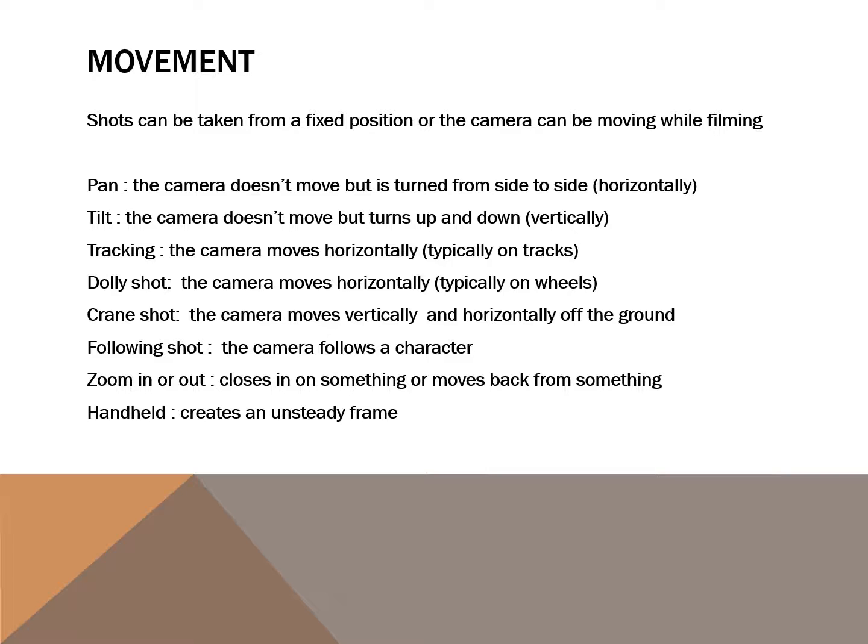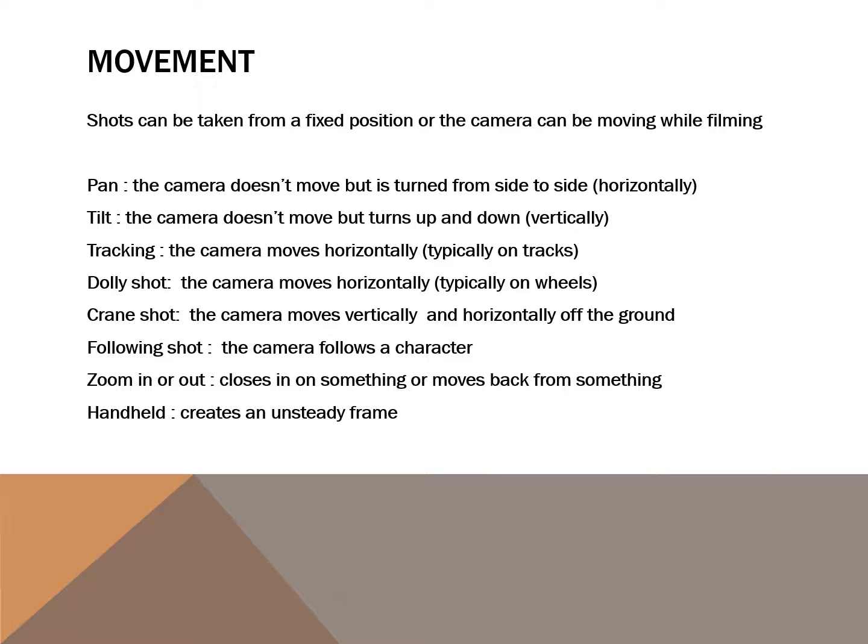Camera movement. Shots can be taken from a fixed position or the camera can be moving while filming. And here are some different ways a camera can move during film. You can pan, where the camera doesn't move but is turned from side to side horizontally. You can tilt. Again, the camera is stationary, but it looks up and down. There's a tracking shot where the camera moves horizontally, typically on tracks. A dolly shot, the camera moves horizontally, typically on wheels. A crane shot, where the camera can move vertically or horizontally off the ground. A following shot, where the camera follows a particular character.